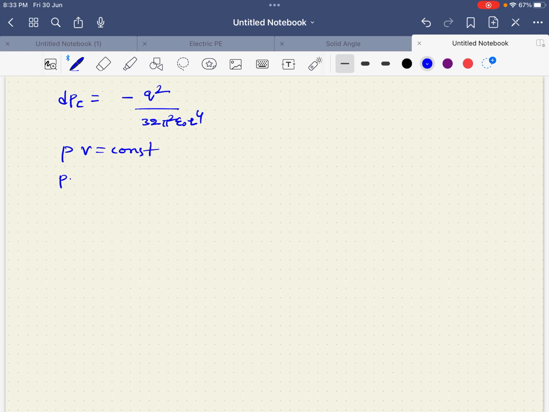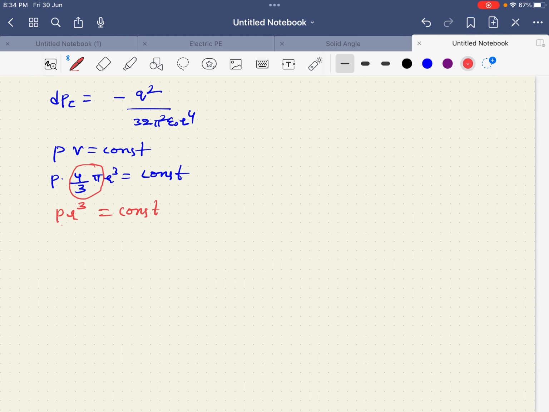So P into V, where V is the volume of the sphere, 4 by 3 pi r cube, is equal to constant. Here 4 by 3 pi is also a constant, so P r cube is equal to constant. Here I need to find dr, that's why I'm going to differentiate. Here P is a variable and r is also a variable.